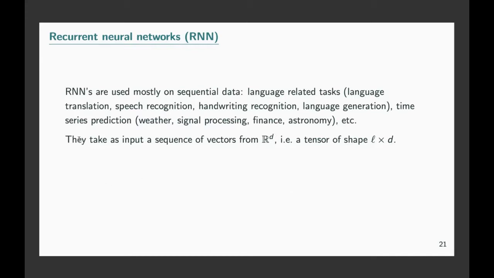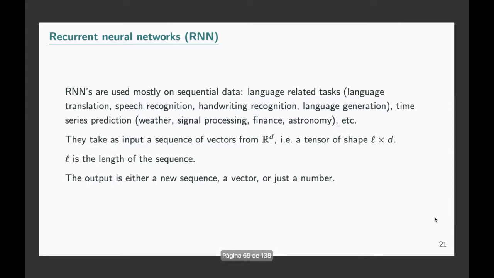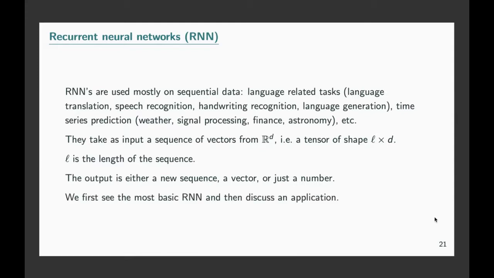The input to a neural network is a sequence of vectors from R^d for some d. This means a tensor of shape L times d, where L is the length of the sequence. And the output, depending on what you want to do, is either a new sequence, a vector, or just a number. Now I'm going to describe the most basic recurrent neural network, also called the vanilla recurrent neural network, and then I will discuss an application.